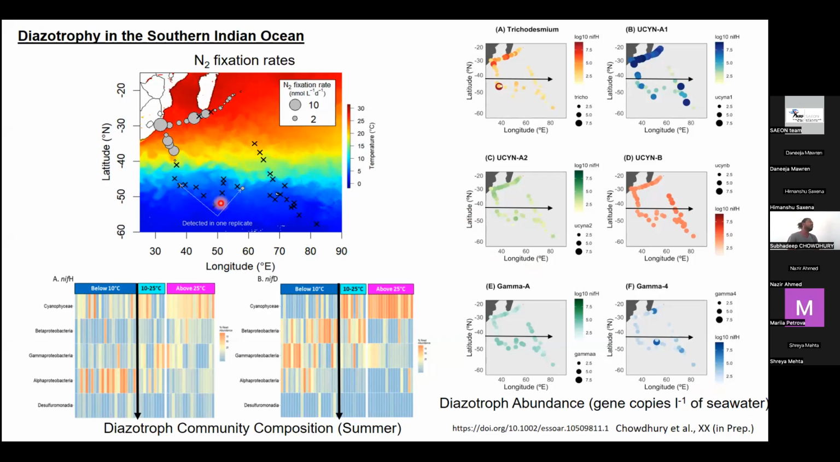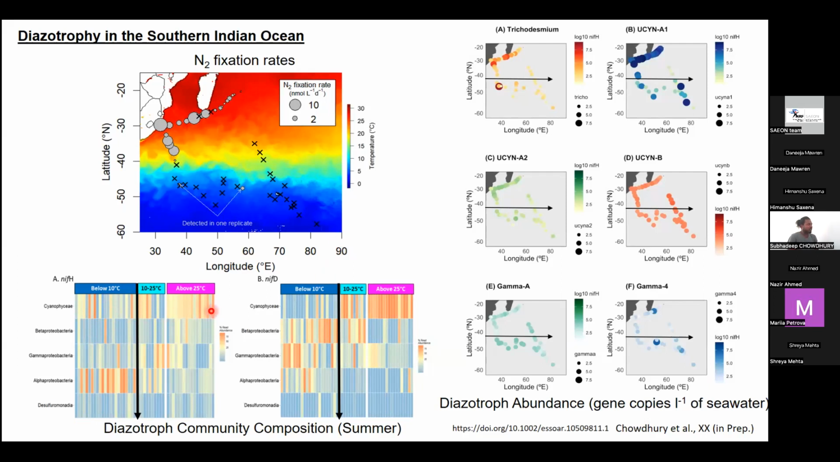Below the fronts, in the colder water, there is no nitrogen fixation activity. That is also reflected in the community composition. Here, I put the black line to indicate that the left side is below the fronts and the right side is mostly above the fronts, like in the gyre or in the Agulhas region. So it reflects that the Agulhas region is also a hotspot for nitrogen fixation activity in this area.